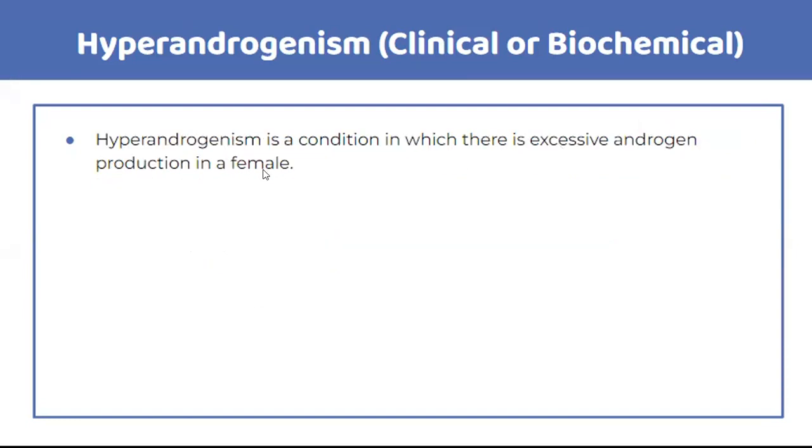So hyperandrogenism, what is hyperandrogenism? It is a condition in which there is excessive androgen production in a female, meaning there is excessive male hormone production inside a female. How do you detect hyperandrogenism in females? There are two ways to do it. One, clinically speaking. Clinically meaning you are going to be looking at some physiological symptoms, some observable symptoms. Okay, that is called clinical hyperandrogenism. And then you have biochemically detecting hyperandrogenism as well.